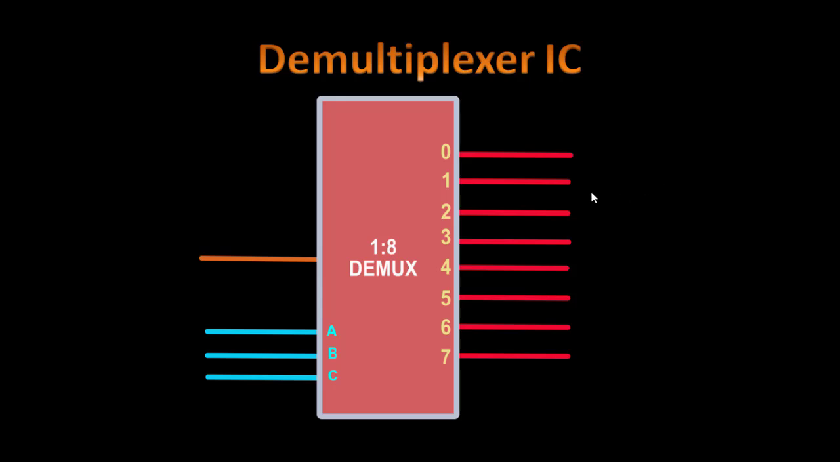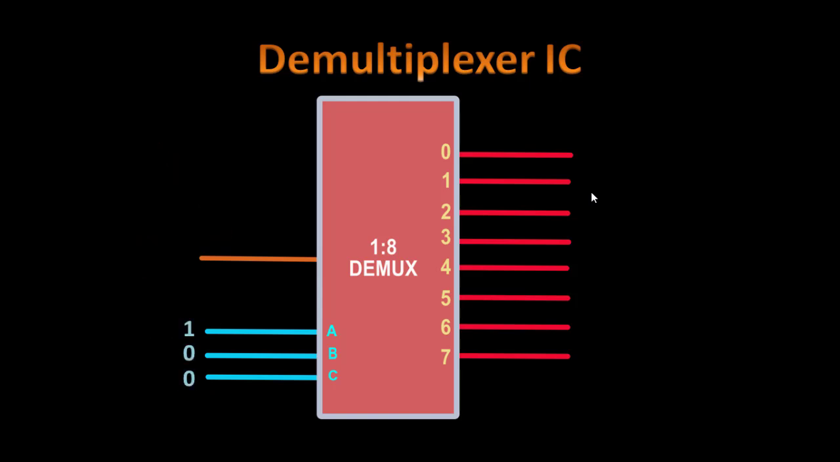So a demultiplexer is the opposite of a multiplexer. It has one input and many outputs. In this case we have one input and 8 outputs. So these are the output lines, there are 8 output lines, and here we also have 3 select lines, because 2 raised to 3 is 8, and there is only one input line.